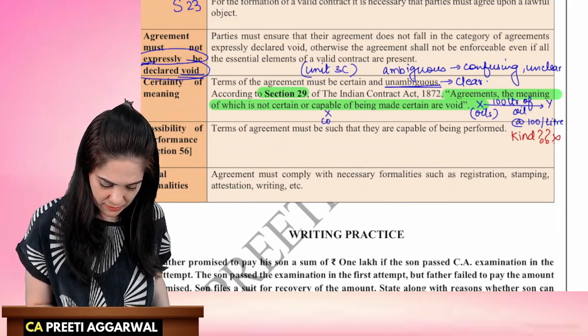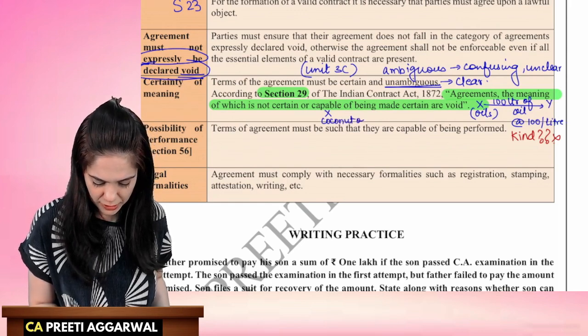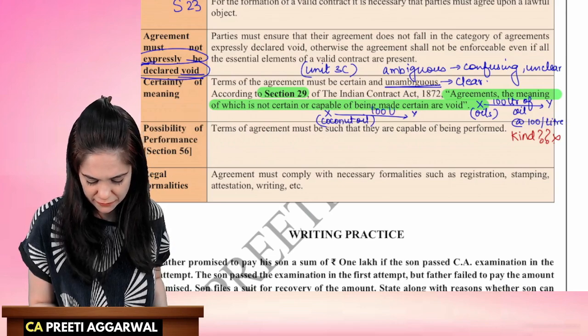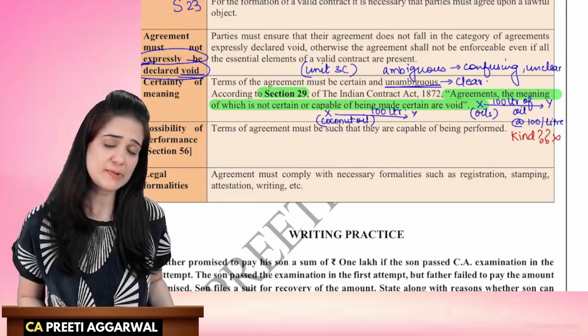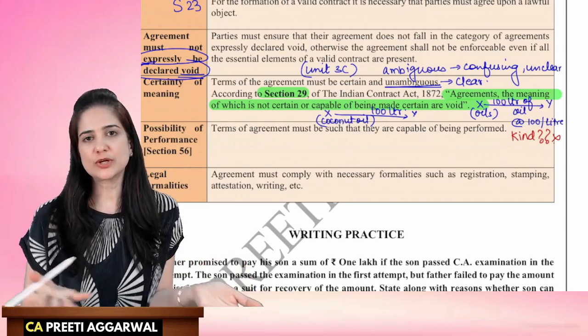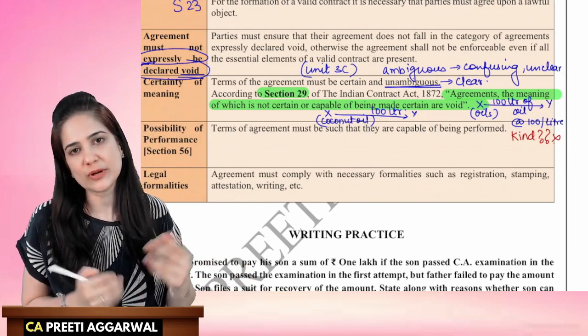Acha, tell me if I make a certain variation. X is a dealer in coconut oil only. Now he agrees to sell 100 liters of oil at 100 rupees per liter. Will this be a valid contract? Yes, this will be a valid contract because it is understood that he's a dealer in coconut oil. So they're entering into a contract for coconut oil only.